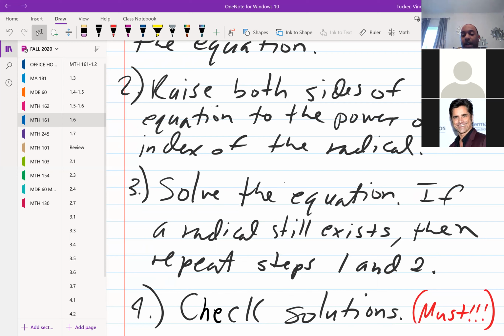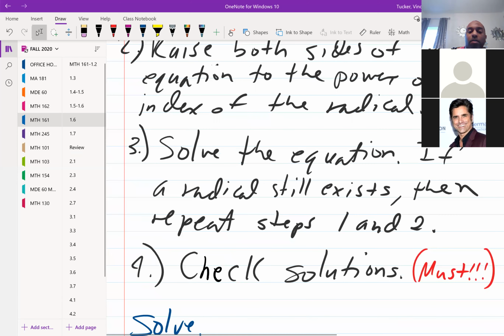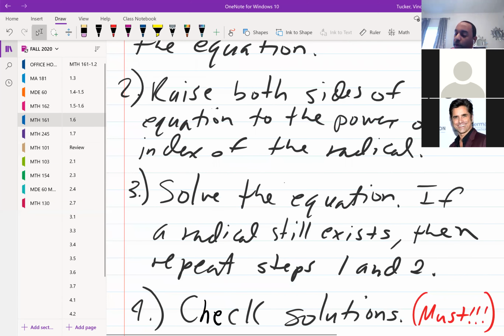Notice I haven't emphasized checking your solutions. I always made it an option if you want to check your solutions. That's always the end step of your process. When you're dealing with radicals, that is a must. You have to check your solutions. All right, everybody good with the steps before we actually get to a problem?